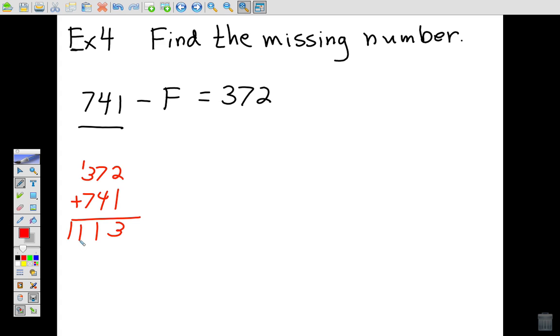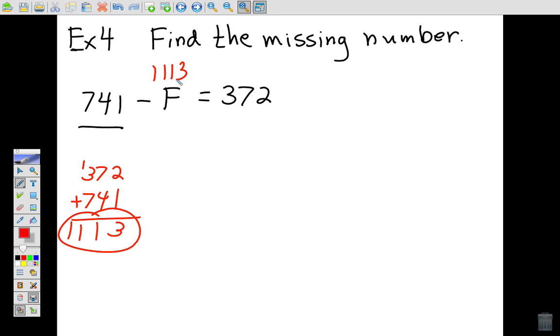So 1,113. Now, already I can see that if I take 741 minus 1,113, there's no way I'm going to get 372. Because if you tried this on your calculator and you took 741 minus 1,113, you're going to get a negative number. So this time, our inverse operation didn't work.